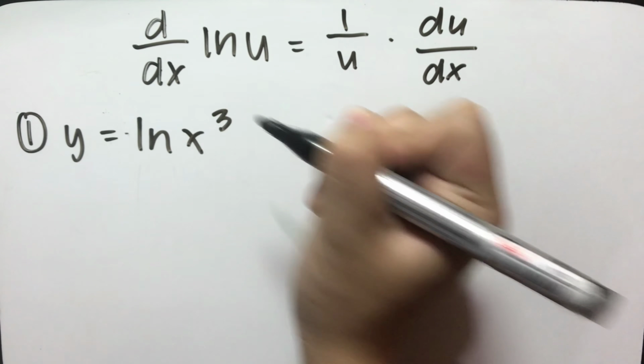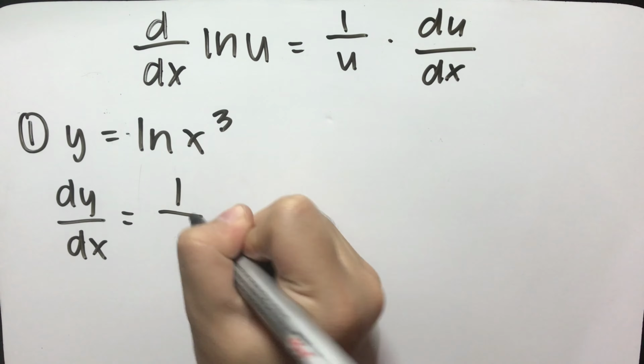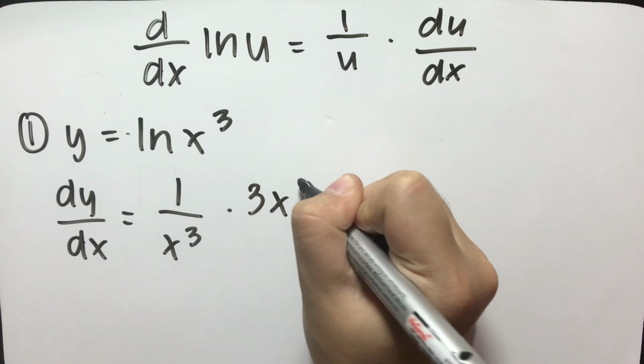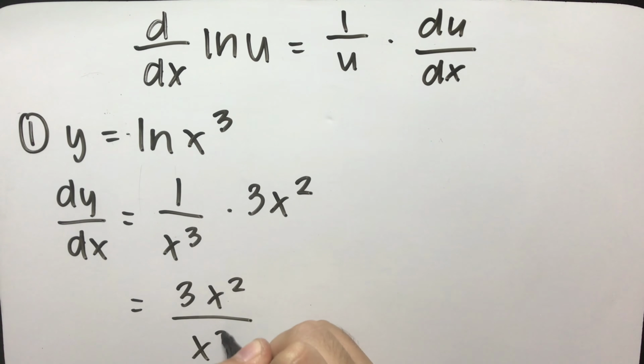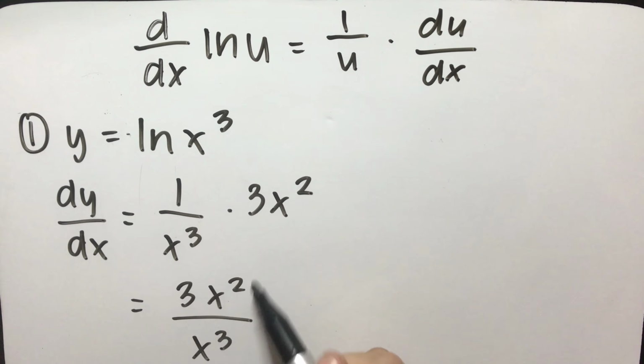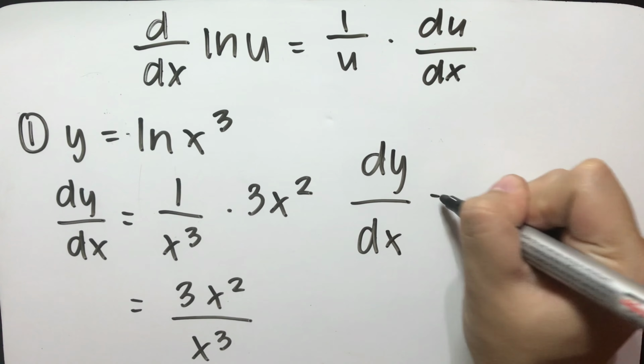By applying the formula above, dy over dx is equal to 1 over x cubed times 3x squared. And by simplifying it, it will be 3x squared all over x cubed. Since they have a common base, we can still simplify it, and our final answer will be dy over dx is equal to 3 over x.